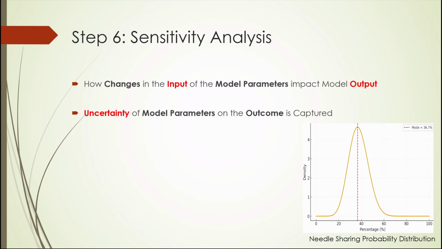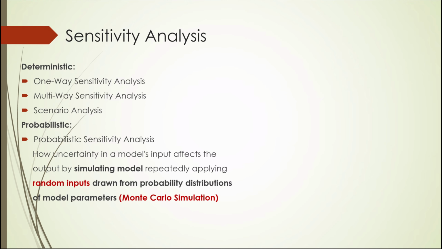This is an example of a needle sharing probability distribution. We know that, on average, around 30 to 40% of the population are sharing needles when they inject. But there are other values that are possible, and that's what I mean by uncertainty of the model parameters. We are able to capture those least prevalent scenarios as well. And then we can come up with an optimal strategy across a range of input parameters so that we can decide which is the most cost-effective intervention.